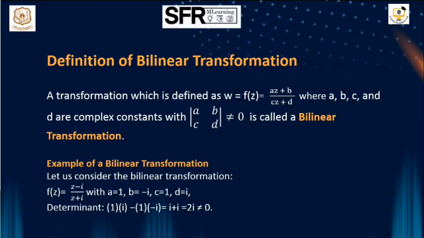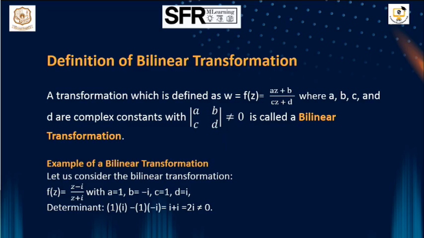The first one is the definition of bilinear transformation. A transformation which is of the form w equal to f of z, that's equal to az plus b divided by cz plus d, where a, b, c, d are complex constants with the determinant of the 2 by 2 matrix a, b, c, d not equal to 0, is called a bilinear transformation.